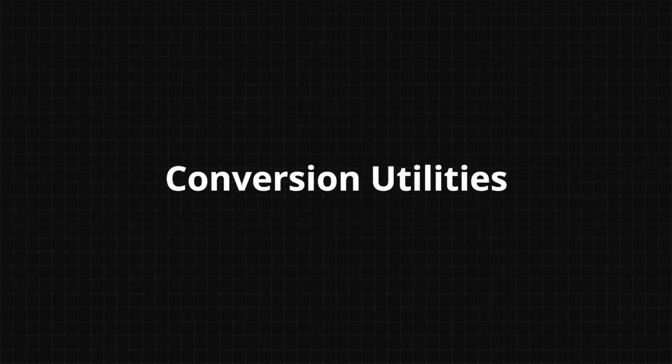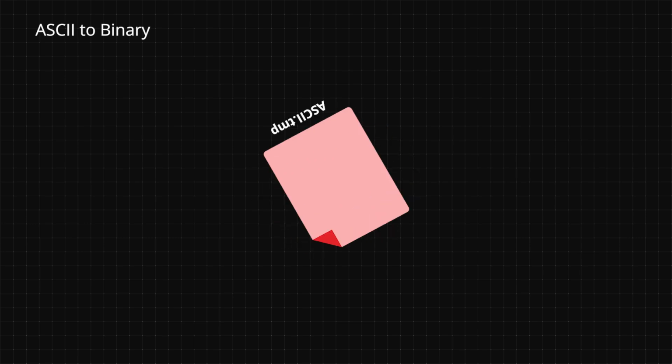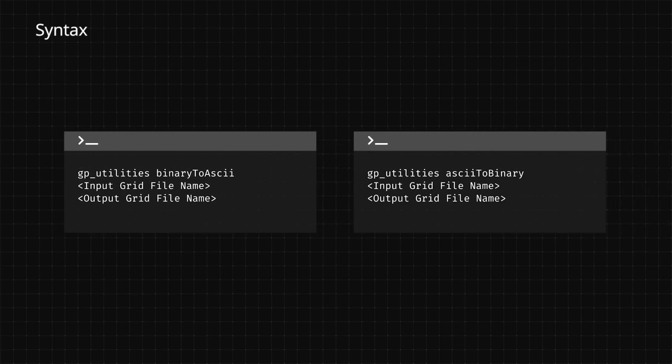Conversion utilities. GridPro provides utilities for converting between ASCII and binary formats. Binary to ASCII converts a binary grid file to ASCII format. ASCII to binary converts an ASCII grid file to binary format. The syntax for these commands is as follows: binary to ASCII, ASCII to binary.